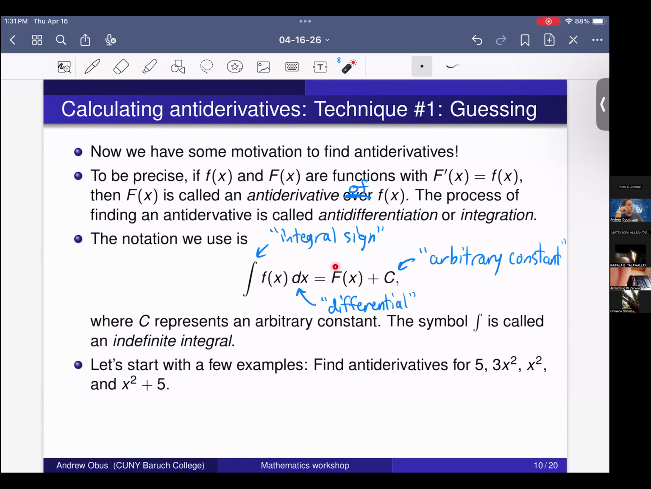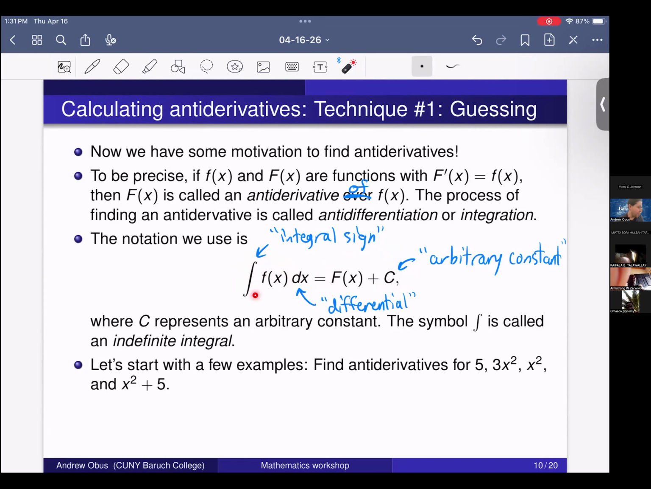you just take the derivative of big F of x, that's little f of x, and then you add the derivative of c. But that's just the same thing as adding 0, right? You're adding a function whose derivative is 0. So if you have one antiderivative, you can always add or subtract an arbitrary constant, and that will give you other antiderivatives.